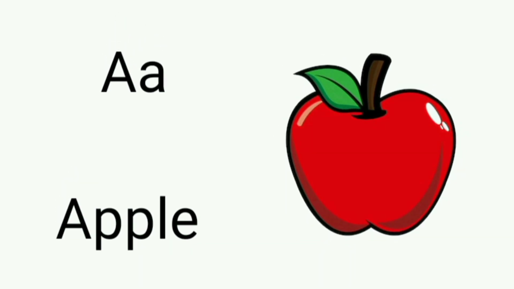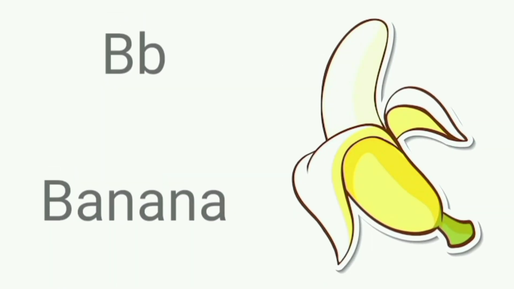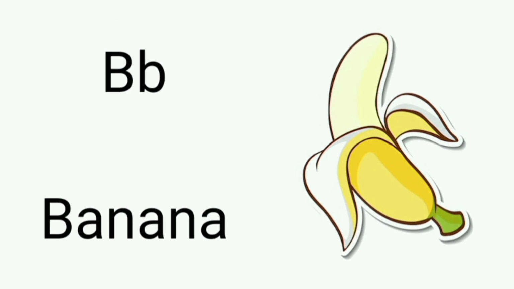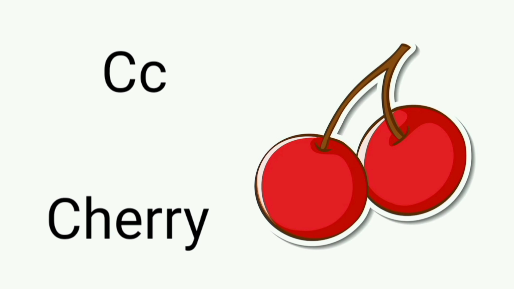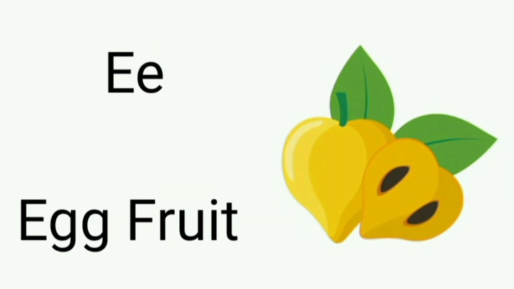A is for apple. B is for banana. C is for cherry. D is for date. E is for egg fruit.